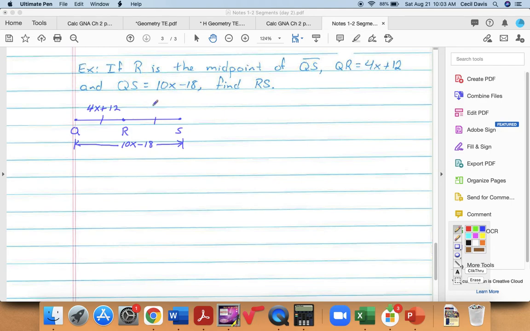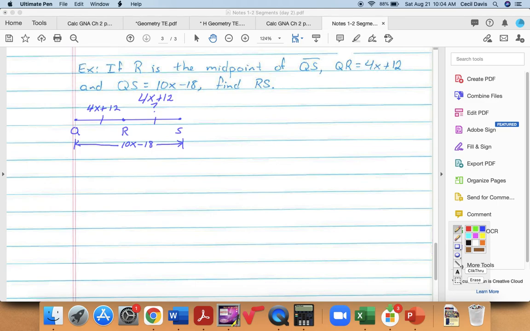And now I'm supposed to find the length of RS. Now on the previous one, I knew the length of the two smaller pieces, at least in terms of x. Here I don't. And I can't call this x just because I don't know it. So I can't do that. For this, we're going to have to be clever. We know that these two are the same length. So if the length of QR is 4x plus 12, then I know the length of RS is also 4x plus 12.